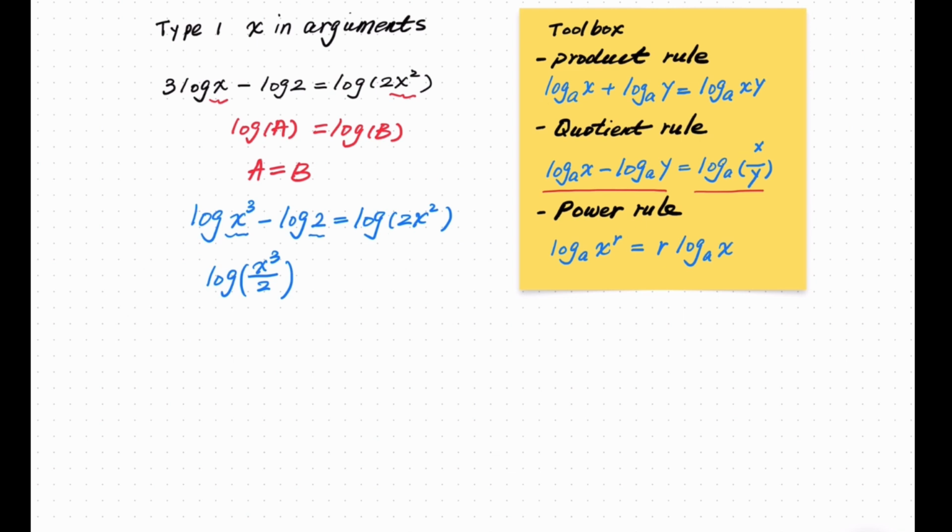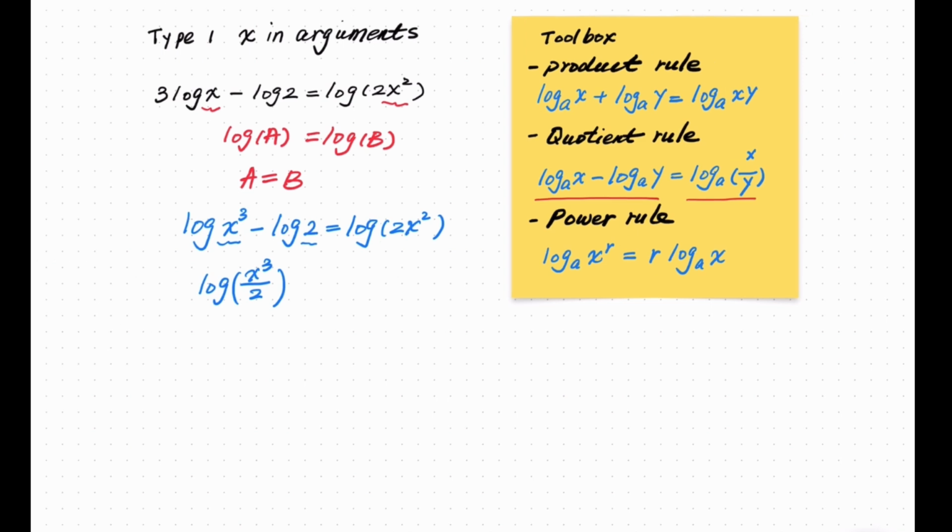Now let's look at the right side of this equation. And luckily, the right side is already a single log expression. We don't need to do any manipulation here. Let's just write it down: log 2x squared. Now we've achieved our goal. We have a single logarithm on the left side and on the right side, and they both have the same base. Since the logarithms are equal, we can equate the arguments. Now x cubed divided by 2 equals 2x squared.